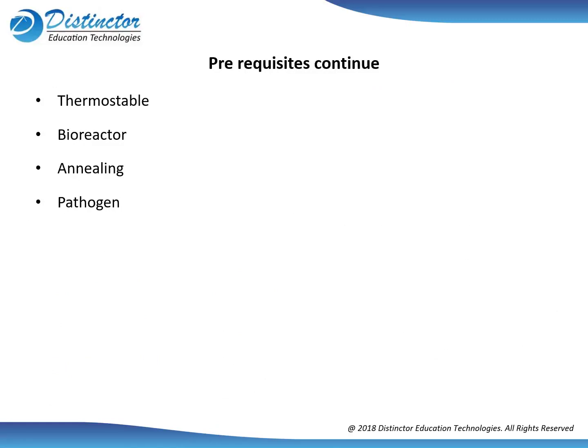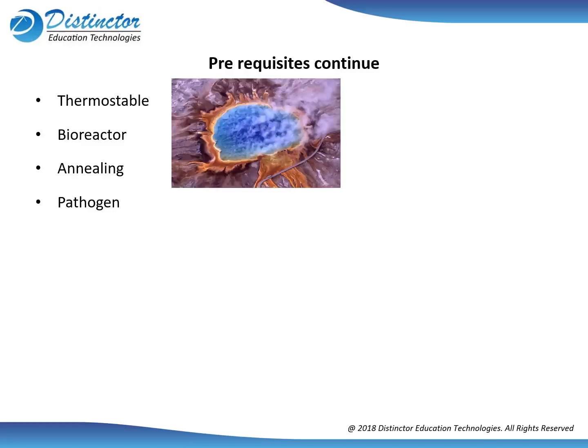The prerequisites continue. The next one is thermostable. So what does thermostable mean? A particular organism or microbe that can live in extreme heat conditions is called thermostable or a thermobacteria. Thermo means heat, stable means they can live stably in extreme heat. So they are called thermostable. Thermostable or thermophilic bacteria live in extreme heat conditions. The next one is bioreactor.